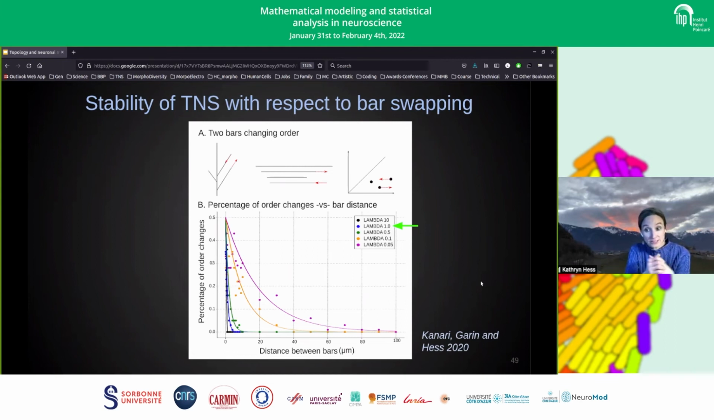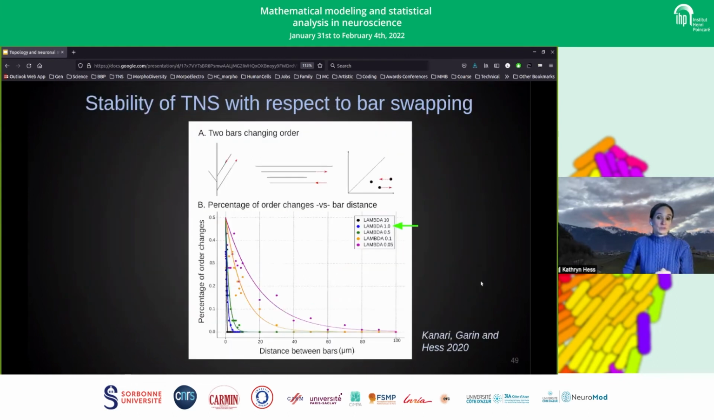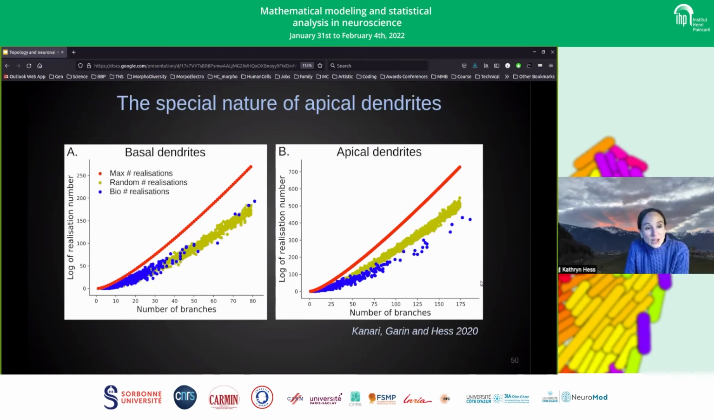And particularly in the case that we're interested in, which is this biologically relevant parameter lambda is 1, this is the blue curve here. And again, we see that the probability of having a swap in order like that is quite small, as long as the distance between the endpoints of the bars is also very small. So as I said, it's sort of, you can go ahead, Lida.